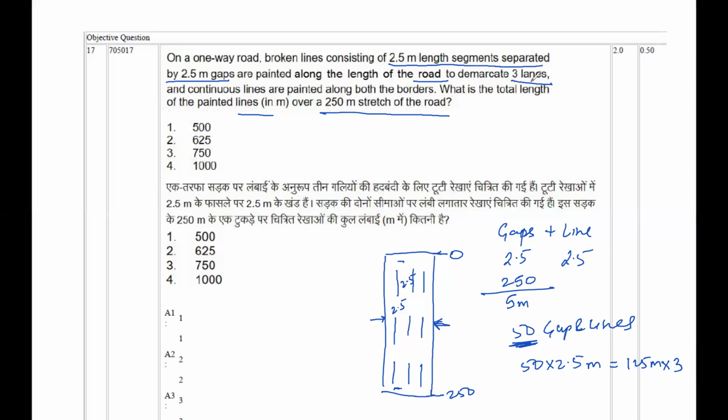And there are 3 such, to demarcate 3 lanes, broken lines consisting of 2.5 meter length segments separated by 2.5 meter gaps. So this is what I'm assuming. So there's 375 meter plus the 250-meter borders into 2, so that's 500 meters. So the best answer possible is 875 meters, which is not here.